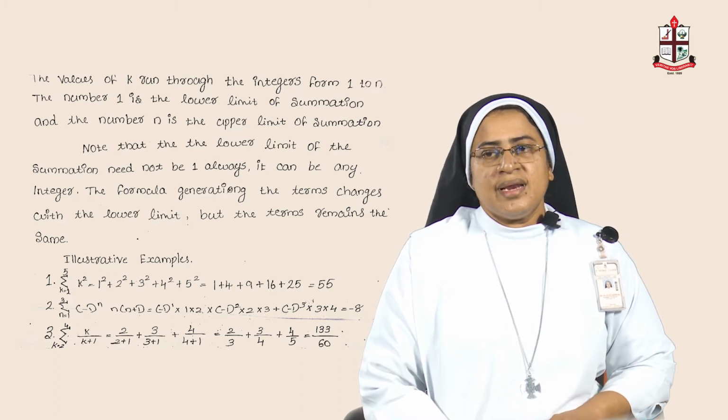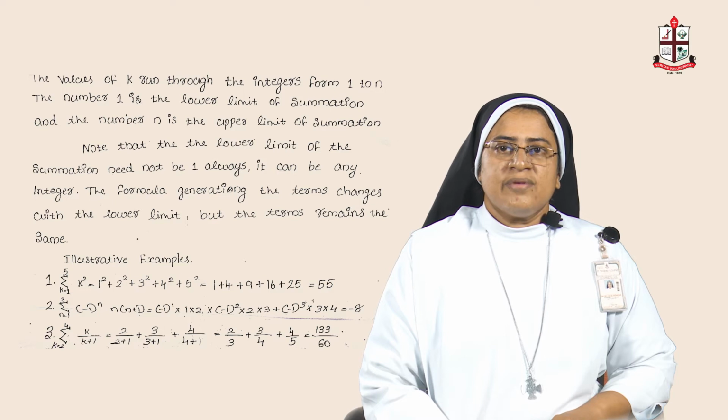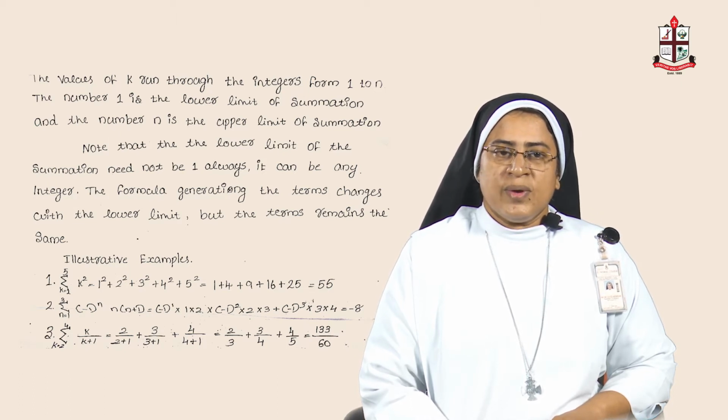Now we deal with illustrative examples. The first example, sigma k equals 1 to 5 k square. We will put k equals 1 square, then 2 square, plus 3 square, plus 4 square, plus 5 square, that is 1 plus 4 plus 9 plus 16 plus 25 equals 55.